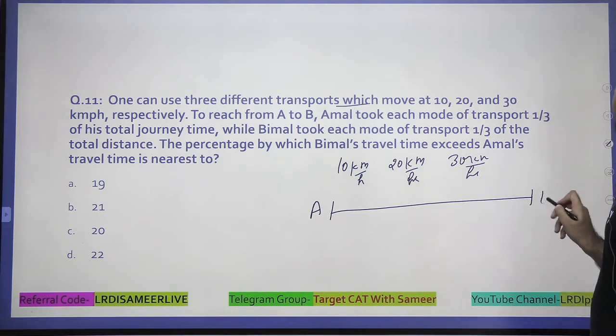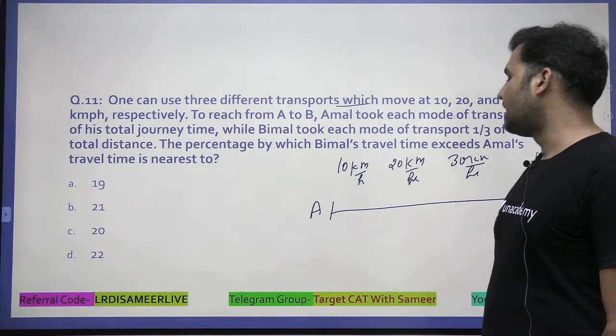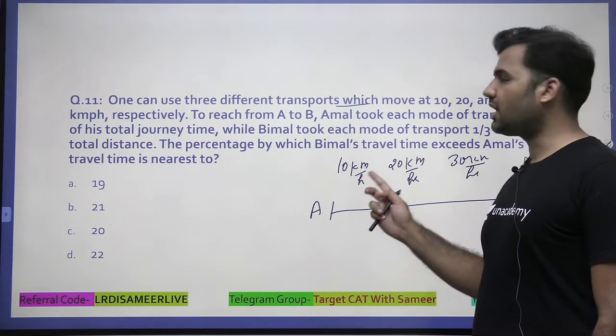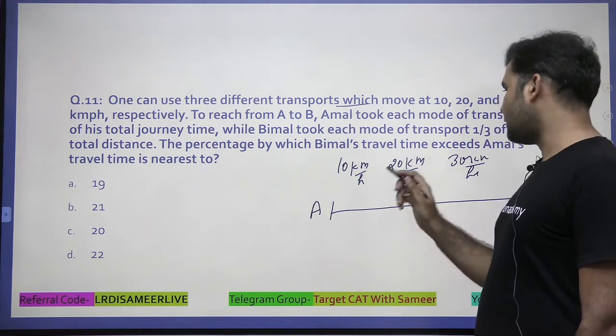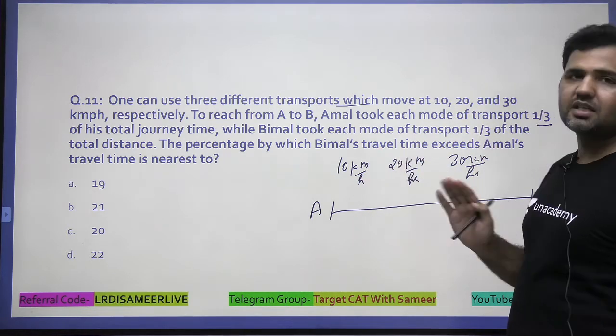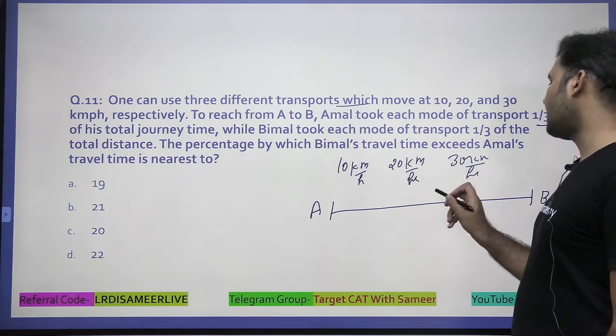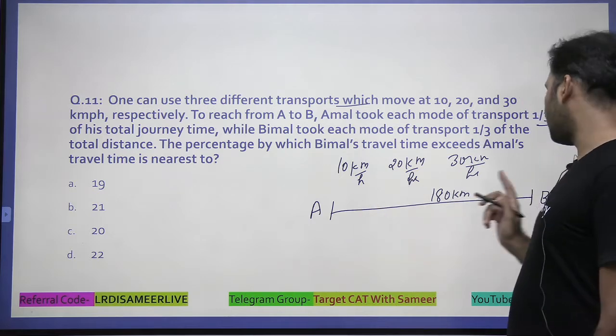Amal took each mode of transport for 1/3 of his total journey time. That means he is using each speed for T time. Let's take the distance to be a multiple of 10, 20 and 30. You can take any number which is a multiple of 10, 20 and 30. Let's take it to be 180 km. Say the distance from A to B is 180 km.